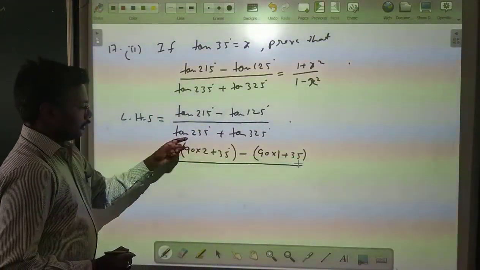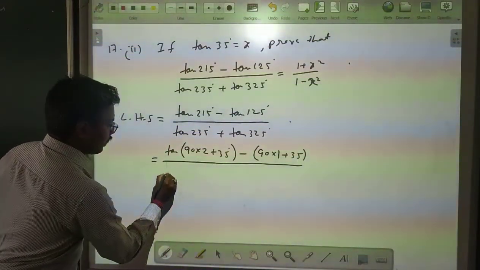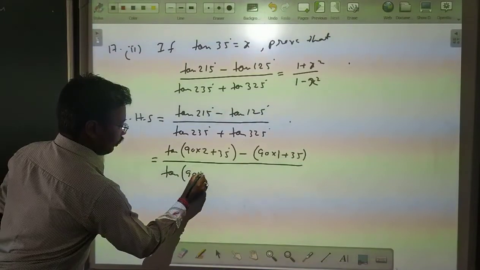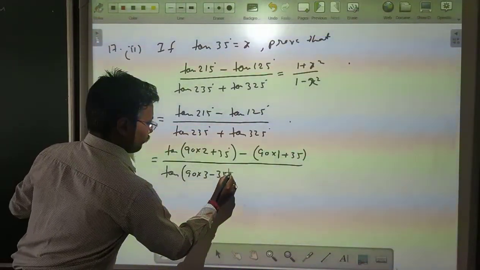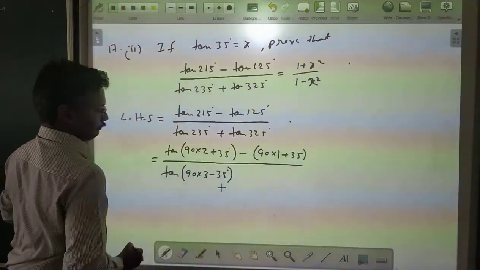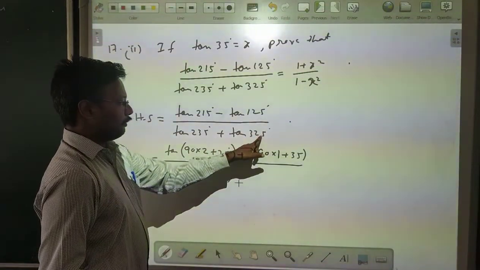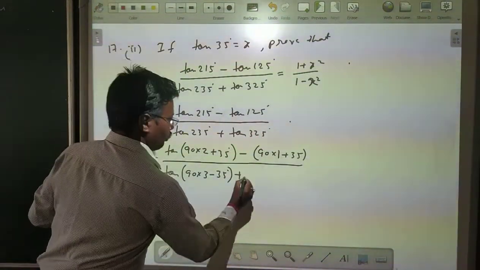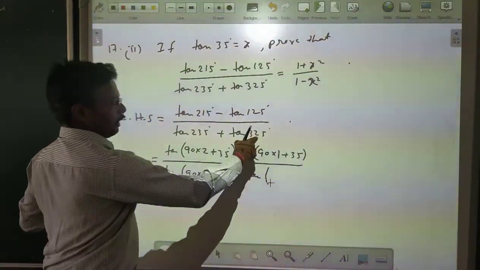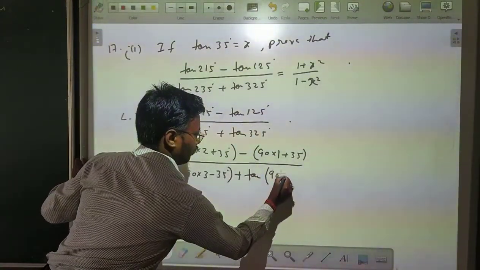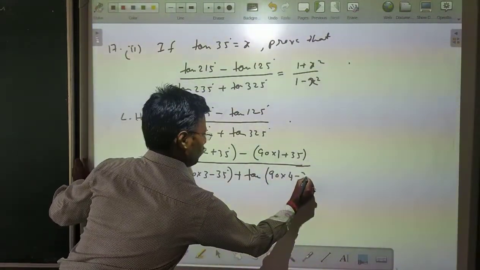Now in the denominator we have tan 235 degrees, so it can be written as tan of 90 into 3, that is 270, minus 35, plus, then we have tan 325 degrees. Okay, so it is tan of 360 minus 35. 360 means 90 into 4 minus 35.